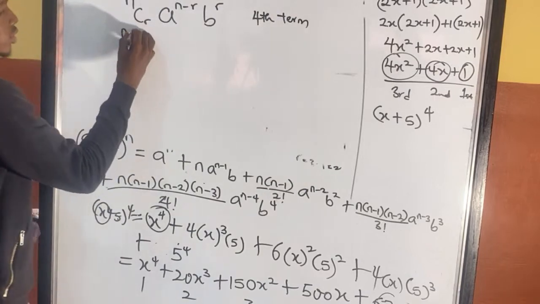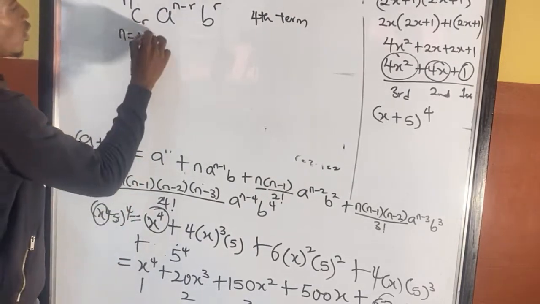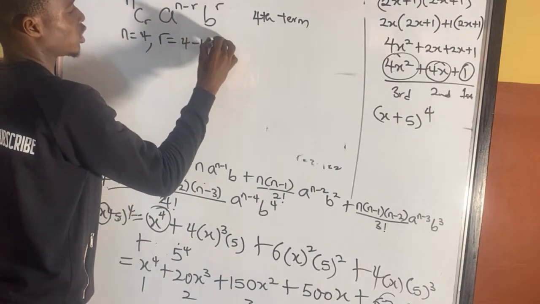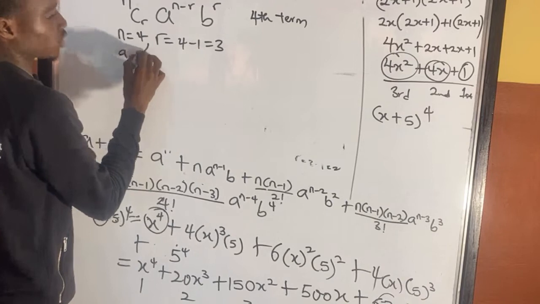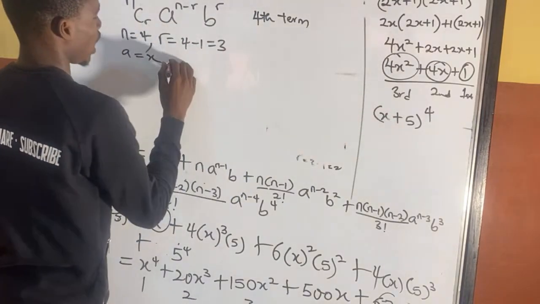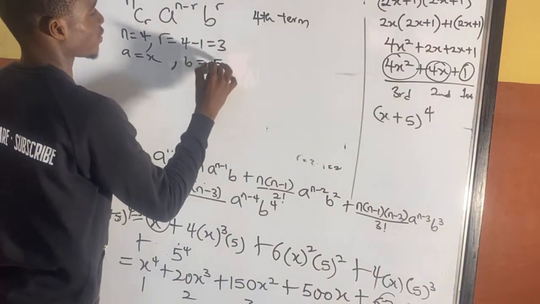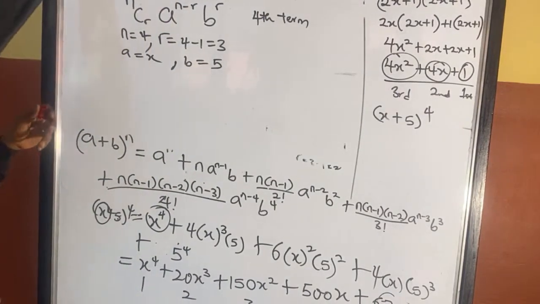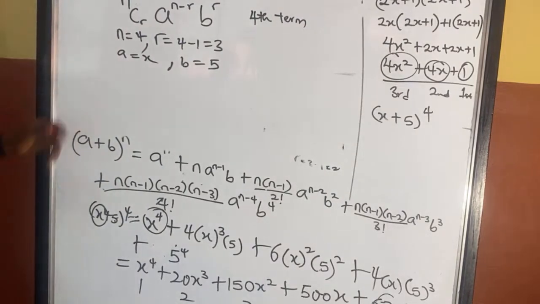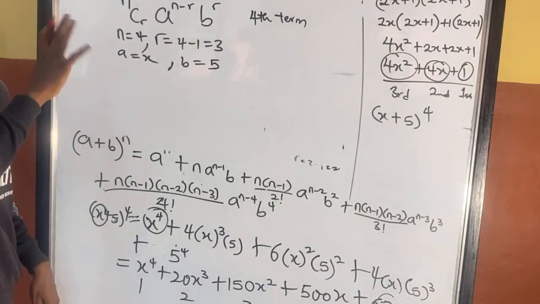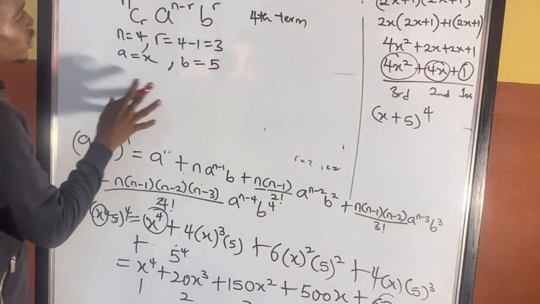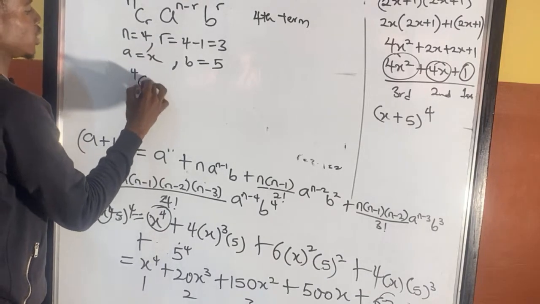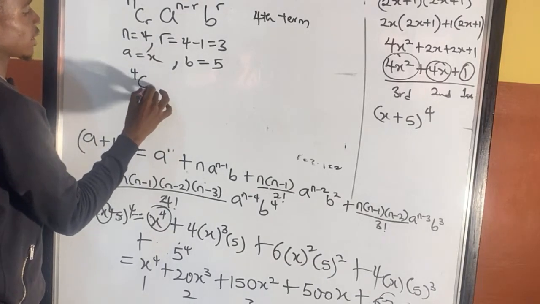Now, our N is what? 4. Our R is what? Fourth term. 4 minus 1 equals what? 3. Our a is what? x. And our b is what? 5. So now, we want to do what? Find the value of the fourth term. Right? You know this formula is to find anything concerning the term or coefficients. So now, for us to find the value of the fourth term, let's input it into the formula. N is what? 4 combination. R is what? 3. Right?